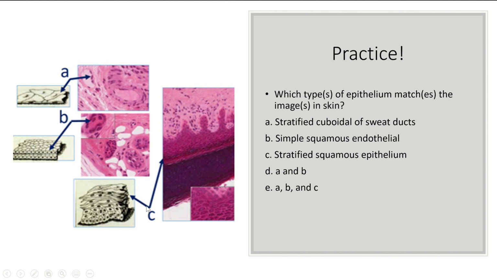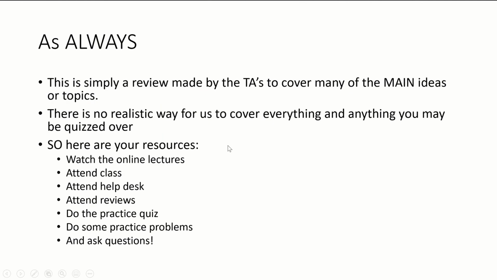So C, we can see there's more than one layer, right? And if we look at the top, those cells are very flat, they're very squished. So this would be stratified squamous epithelium. If we look right here, this is more than one layer, and if you look at the top, those are all so squished together, they almost look like it's one big blob. That is stratified squamous epithelium. So C is the only one that's correct.